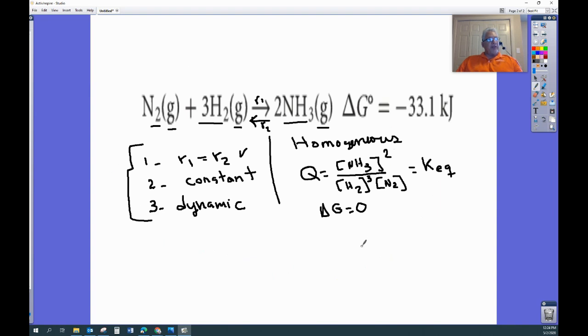In our next video, we will be talking about the factors that shift the equilibrium to the left or to the right, based on modification or alteration to the chemical equilibrium.